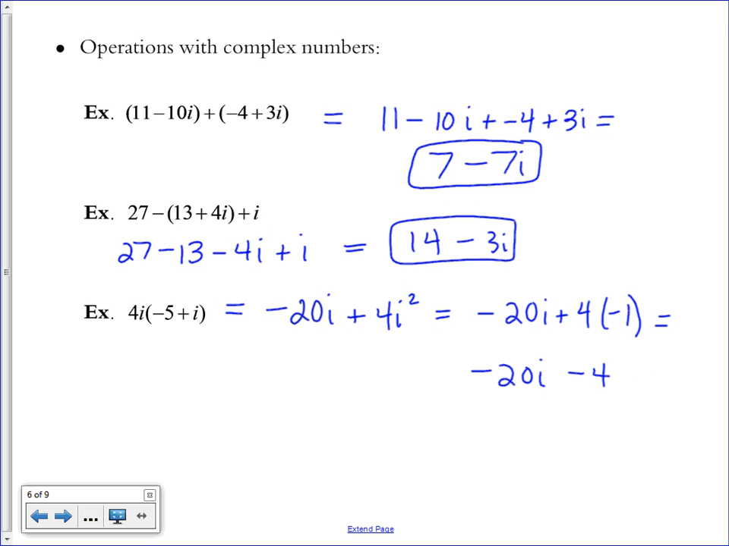And then, of course, this is not in standard form anymore because our i squared became real. We want to put the real part first and then the imaginary part. So anytime you end up with an i squared in your final answer, you want to simplify by changing it to negative 1.